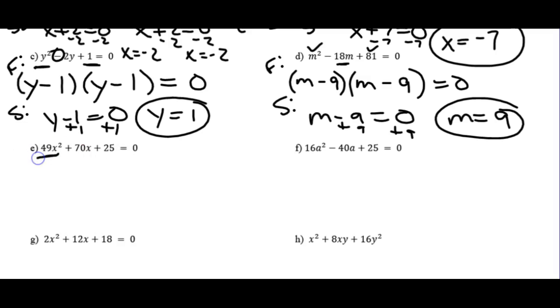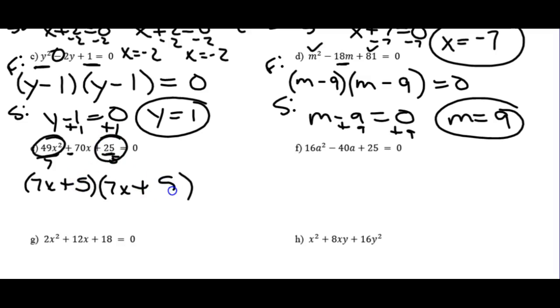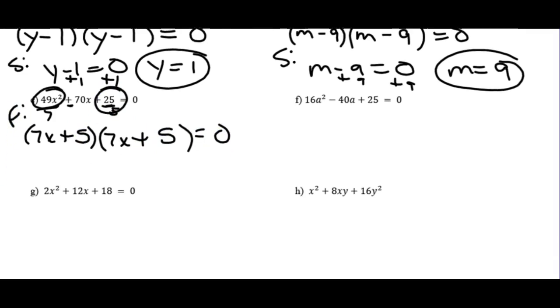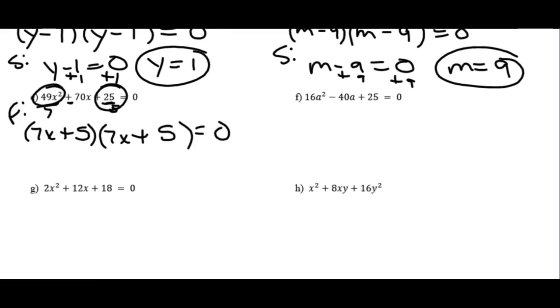Because if I notice that that's a perfect square, the square root of that is 7, and that's a perfect square, the square root of that is 5. 7 times 5 is 35, times 2 is 70, so this is a perfect square trinomial, which means I can shortcut it. The square root of that first term is 7x. I have a plus sign, so these will both be pluses. The square root of that last term is 5. And there's my factoring.